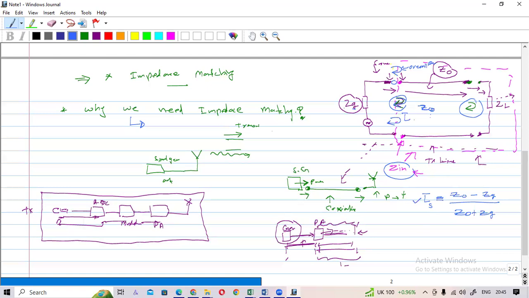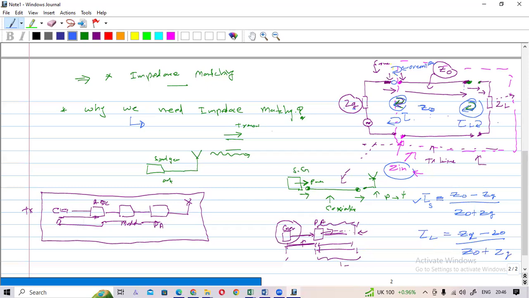And if you consider this tau, it is related with the load, so that is normally referred to as tau L. This tau L can be written as follows. You are calculating from ZL to Z naught because the transmission line is Z naught. So ZL minus Z naught divided by ZL plus Z naught.